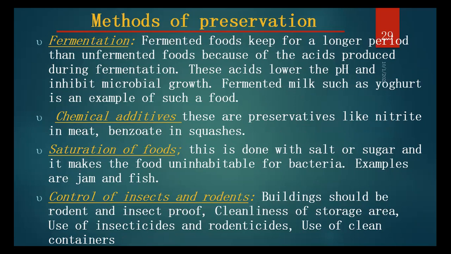Next. Yeah, so we have other treatment or preservation methods such as fermentation. Fermented food can be kept for a longer period than unfermented food because of the acid that is produced during fermentation. We already talked about lowering the pH. So when pH is lowered, some microorganisms cannot survive at low pH. An example is milk, where the milk is converted into yogurt.